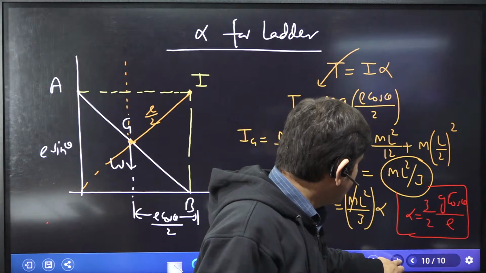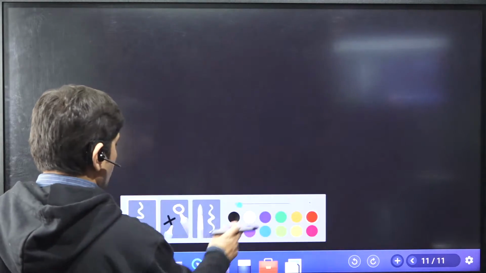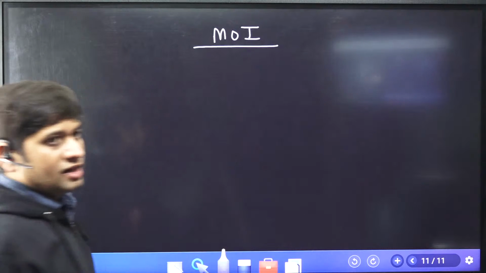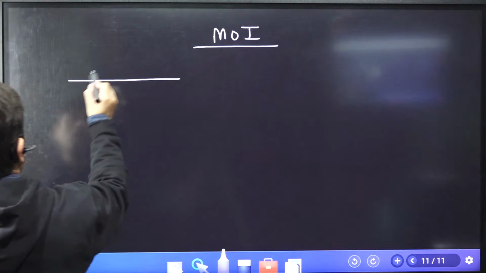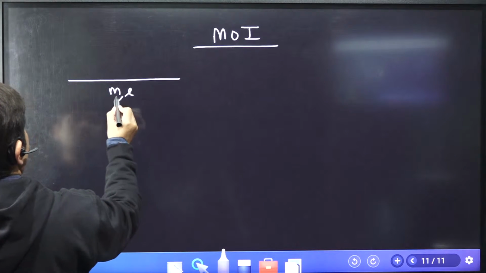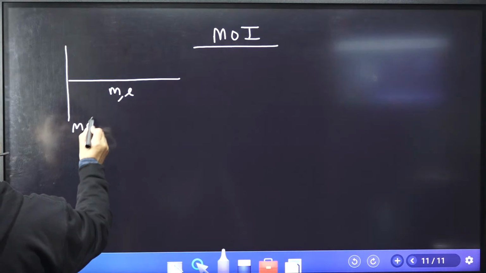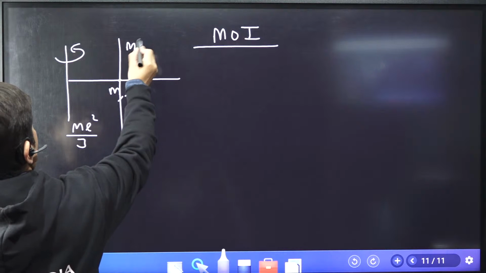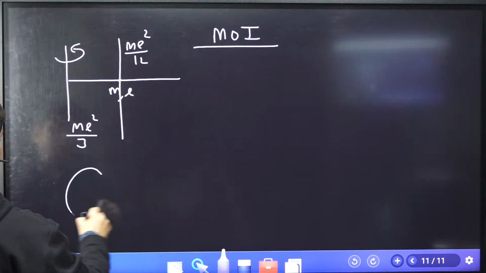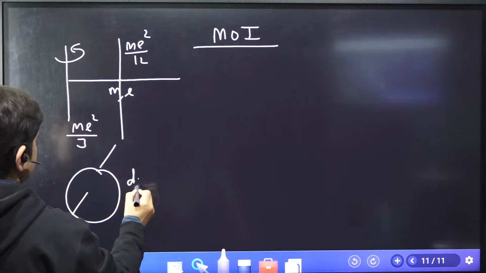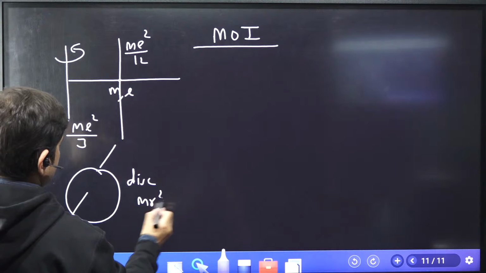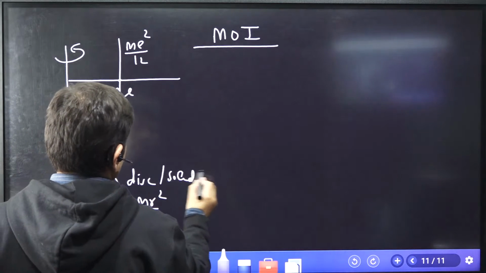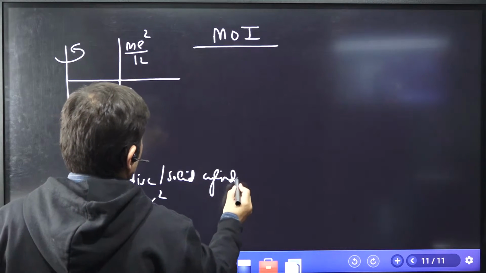Let me now give you the moment of inertia formulas, and then we go for some numericals. First, the formula: a rod of mass m and length L has mL square by 3 about this axis, and about this axis, mL square by 12. What is for a disk? mr square by 2, where r is the radius. A disk is a solid cylinder also.